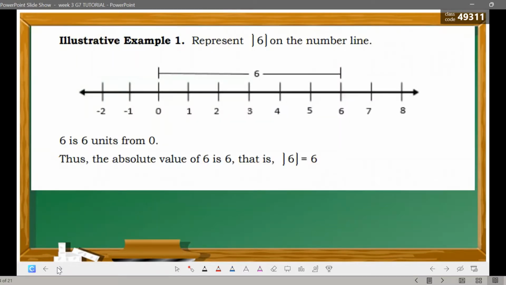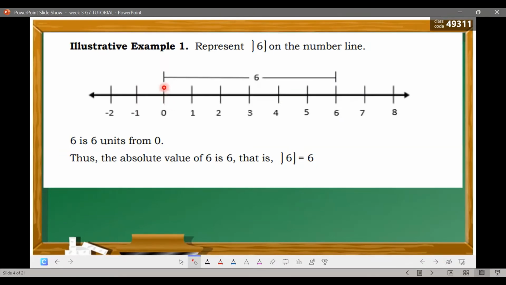Let's have the illustrative example number 1. Represent absolute value of 6 on the number line. Okay, so this is how the number line looks like. For those who are not yet familiar with the number line, the arrows on both sides mean infinite numbers, it just goes on and on. On the right side of zero, it goes on to the end, the numbers are endless. Infinite positive numbers on the right side, and on the left side, infinite negative numbers.